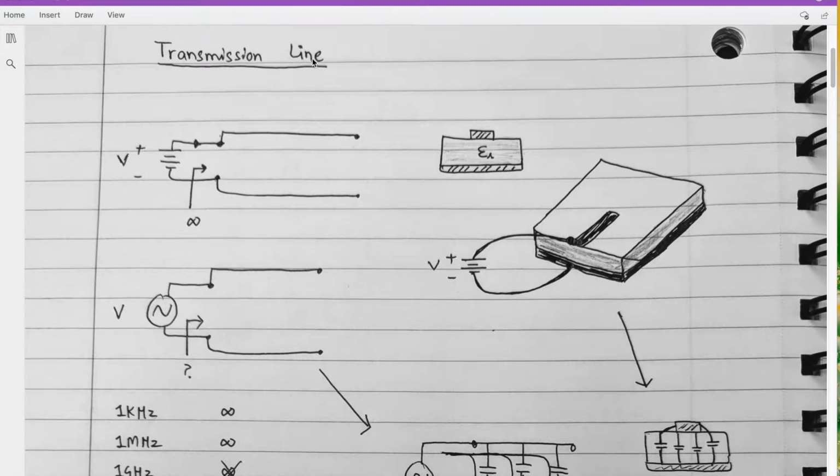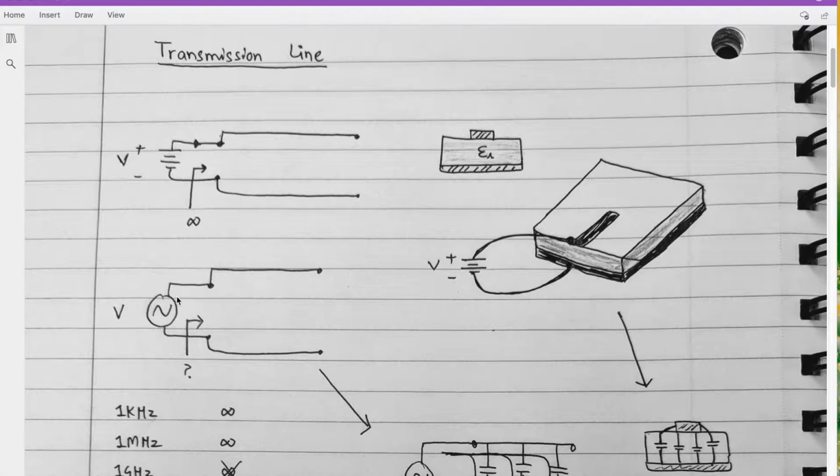What is a transmission line? To understand this concept, let's say we have a pair of wires close to each other like this. If I asked you to apply a DC voltage source and find out the current going through these wires, you would say it is zero because these lines are open circuited, right? So the impedance looking in is infinite.